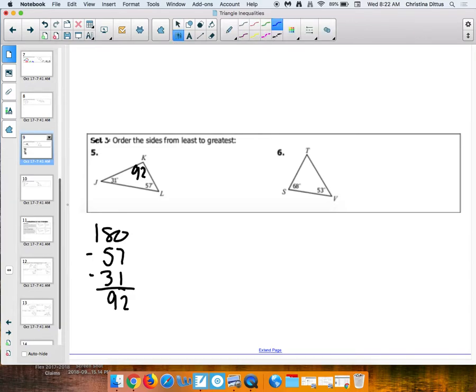So I'm ordering sides from least to greatest, which means I need to look at the biggest or smallest angle first. Smallest is 31. So what side is the smallest? KL, good. What's my medium size angle? 57, which means my medium side is JK. And biggest is JL.